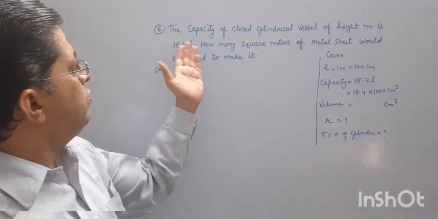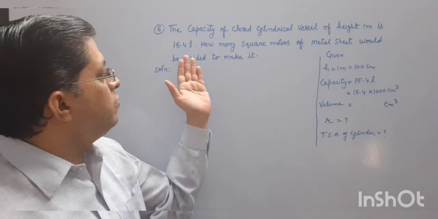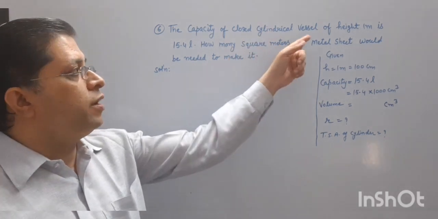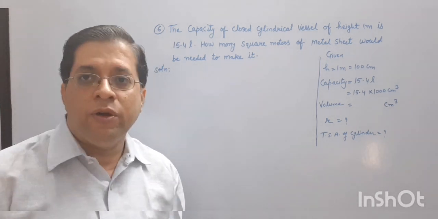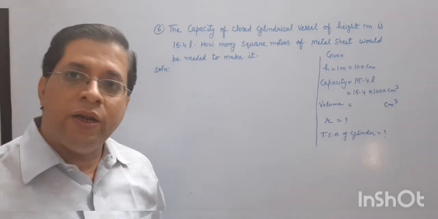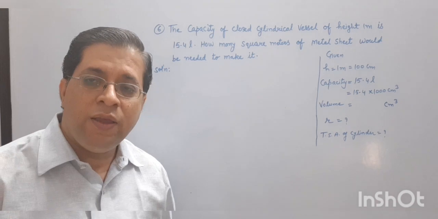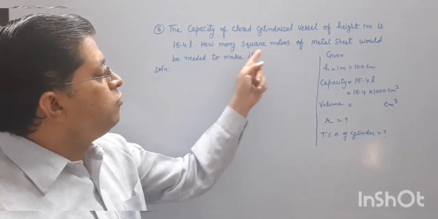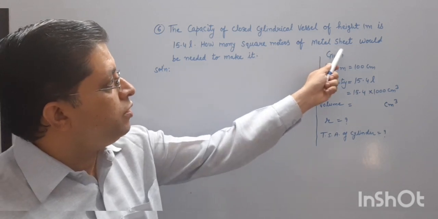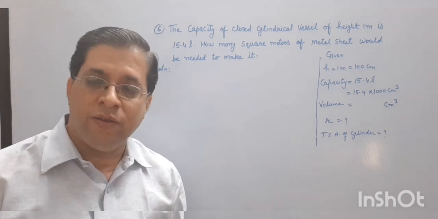Yes, the next question is: the capacity of a closed cylindrical vessel of height 1 meter is 15.4 liters. One closed cylindrical vessel is there. Its height is given to you as 1 meter, and the capacity is 15.4 liters. You can convert this capacity into volume easily. How many square meters of metal sheet would be needed to make it? It means we have to find TSA.